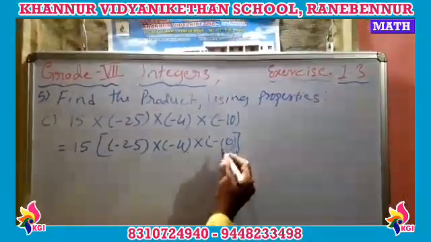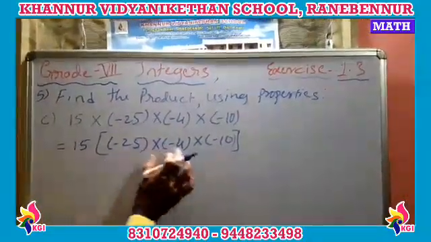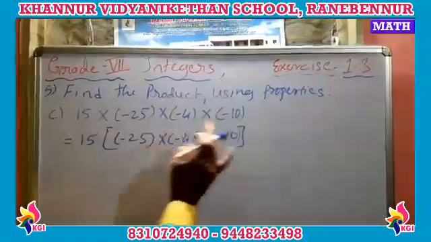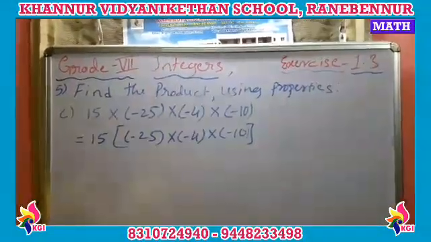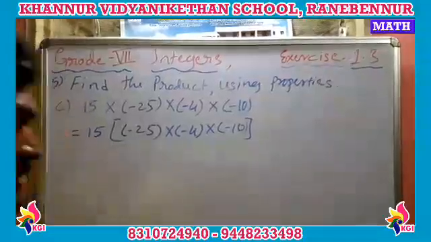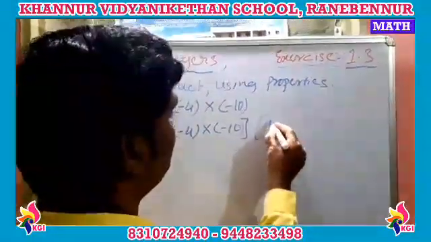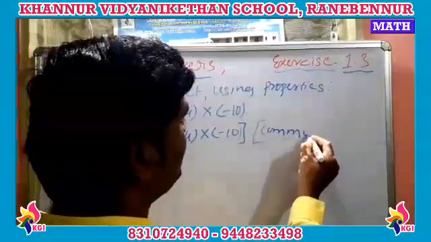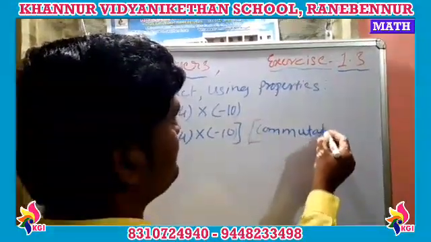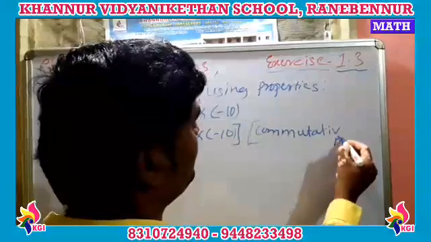Why did I do this? Here I am getting 25 fours as 100, and that 100 can be multiplied with this, isn't it? But which property did I use? I used the commutative property here, right, children? That is to be mentioned: commutative property.